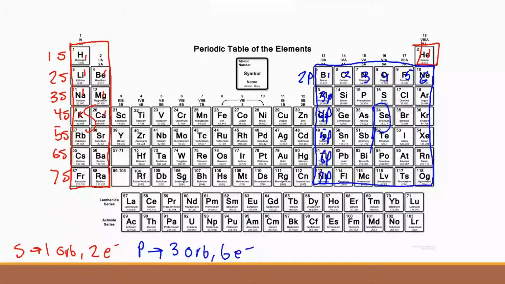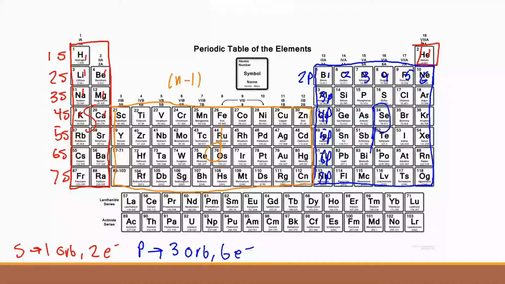Now, moving on to the next section, we have our D sublevels. So the D sublevel is going to be this entire middle section, or where the transition metals are located. Now there is one important rule to know about the D sublevels, and that's that you're going to use the rule of n minus 1.